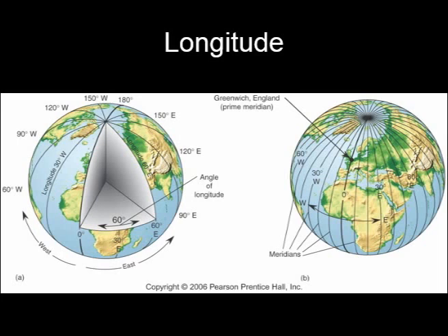The 0 position or 0 degrees is known as the prime meridian. The prime meridian passes through the Old Royal Observatory at Greenwich in England. The diagram on this slide shows how the meridians are divided around the world.